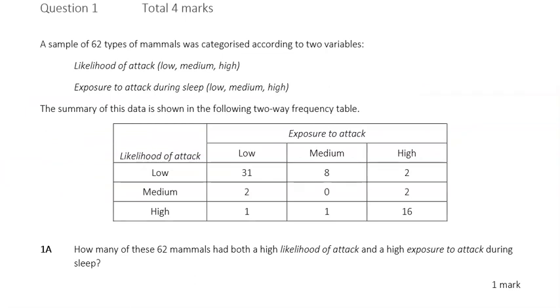Now into our extended response. So question 1. A sample of 62 types of mammals was categorised according to 2 variables. The likelihood of attack, given as low, medium or high, and the exposure to attack during sleep, given as low, medium and high. The summary of this data is shown in the following two-way frequency table. So 1A is asking how many of these 62 mammals had both a high likelihood of attack and a high exposure during sleep. So high and high, I have 16 animals or mammals.